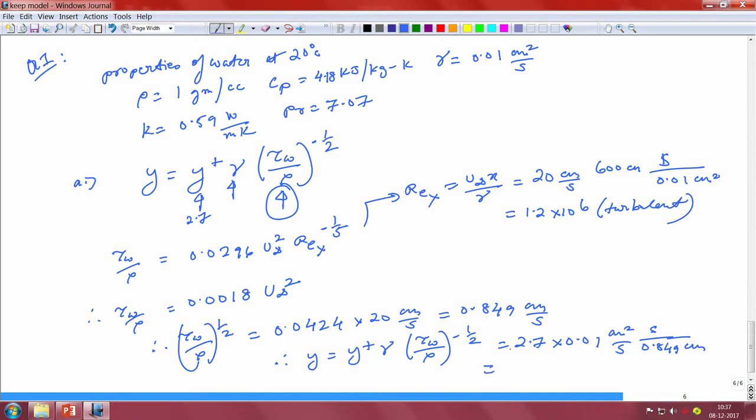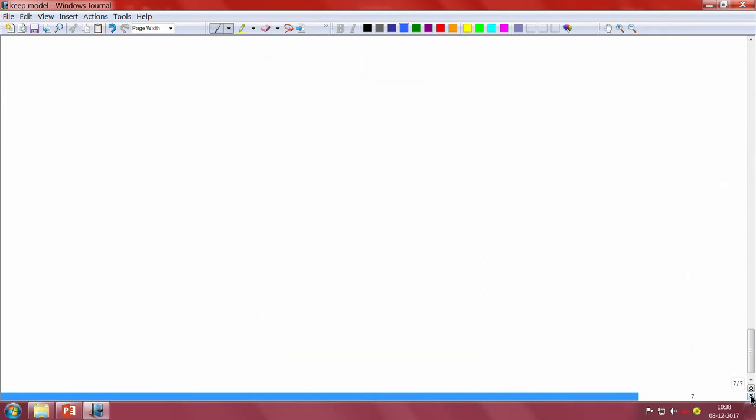So this gives you 0.3 millimeter. The physical distance y where you have inserted the probe is about 0.3 mm, which is about 300 microns. 100 micron is the diameter of your hair, so it is about 3 times the thickness of your hair where this probe is inserted, just to give you a feel.